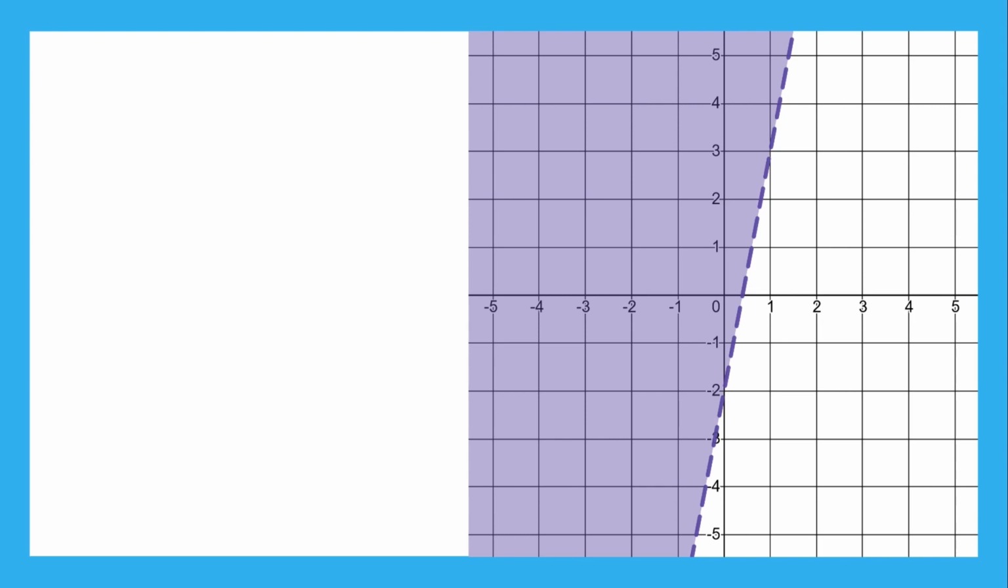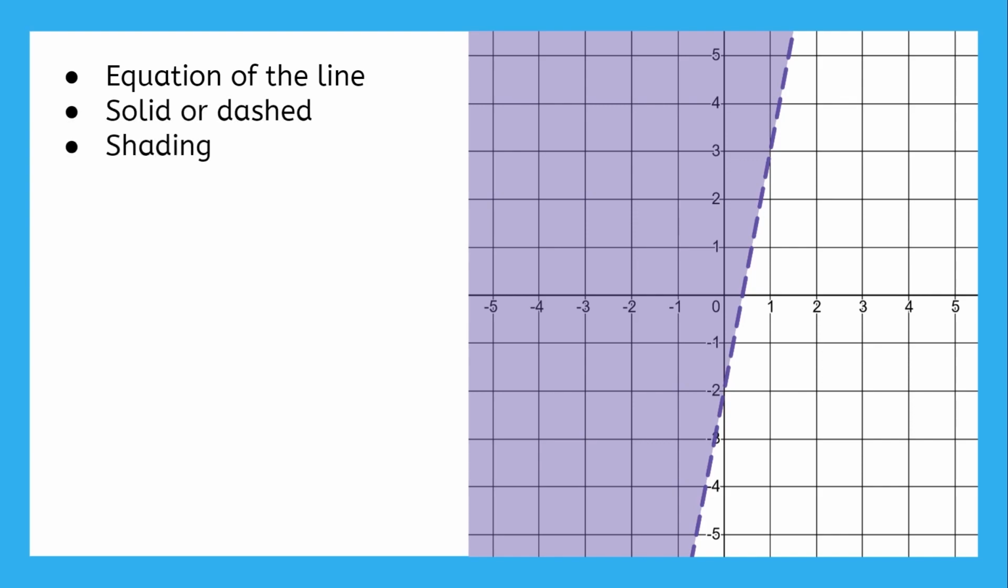The process here is essentially the same as graphing. Write the line as if it were a regular equation, look at whether the line is solid or dashed, then look at where the shading is. Let's do this example here. First, if it was just a line, what would the equation be? The y-intercept, or the number where the line crosses the y-axis, is -2, and the slope rises 5 and runs 1, for a slope of 5.